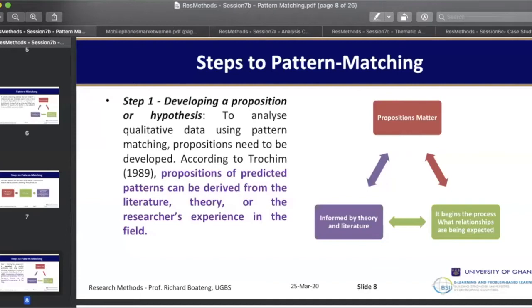So what we have here is that in pattern matching, we are doing theory testing. The first thing we need to do is state our theory. In stating our theory, we are going to use it to tell us patterns. Our theory will tell us relationships and propositions, and then we'll use the propositions to look for patterns in the data. Your theory will give you guidance on the type of relationships you are looking for.